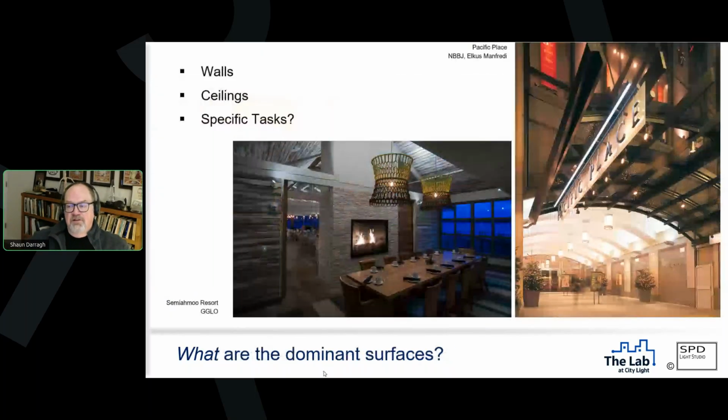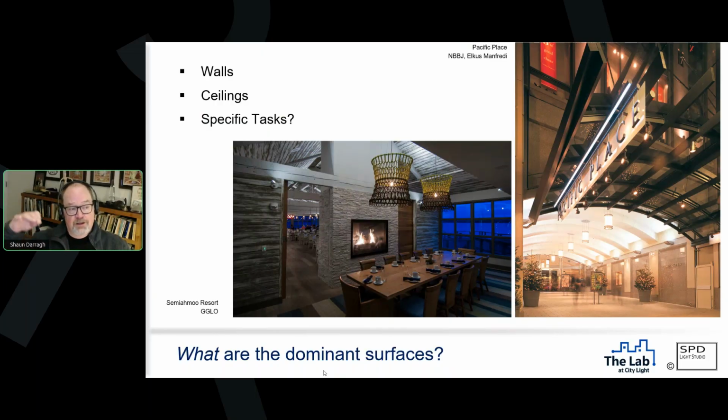The example on the right, Pacific Place, the dominant visual surface on the entry arcade from Pine Street was in fact the ceiling, based on the geometry of the space. So in order to make the space feel bright, we lit the ceiling. Now, there's not a huge amount of light in that space, but it is revealing the ceiling, so it feels bright to us. If you took a light meter onto the floor, it's not terribly bright, but it feels that way, particularly at night.